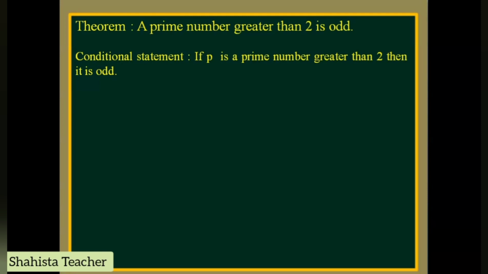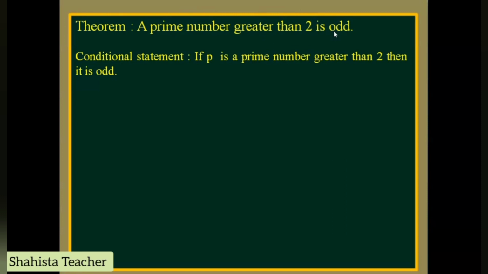In previous sums, you saw that angles were given. But here numbers are given. Which type of number? Prime number. So let's see. A prime number greater than 2 is odd. So a prime number greater than 2 is given.